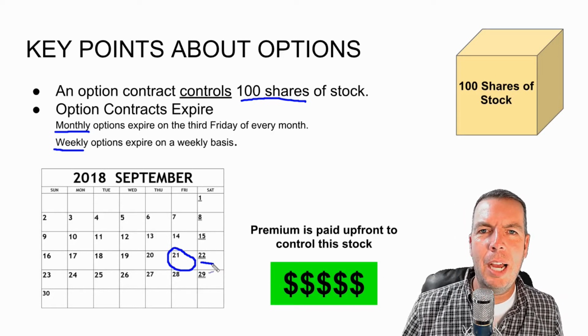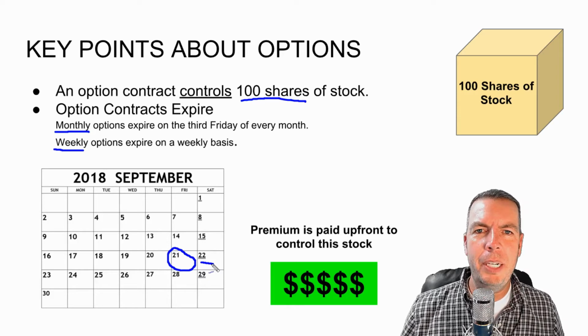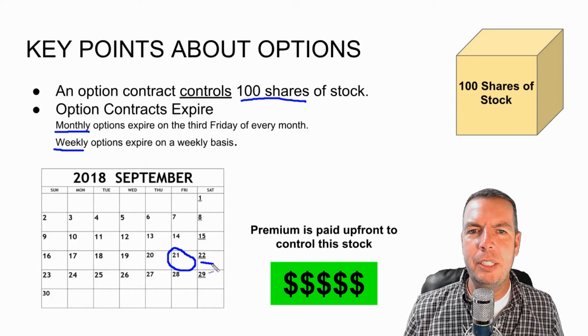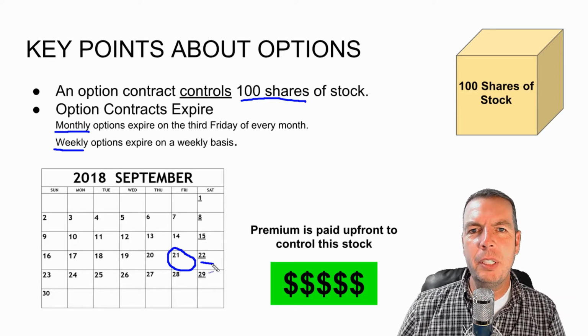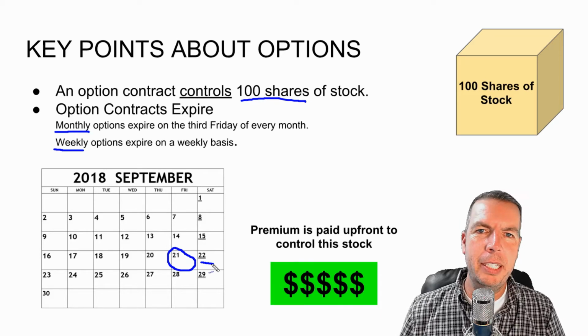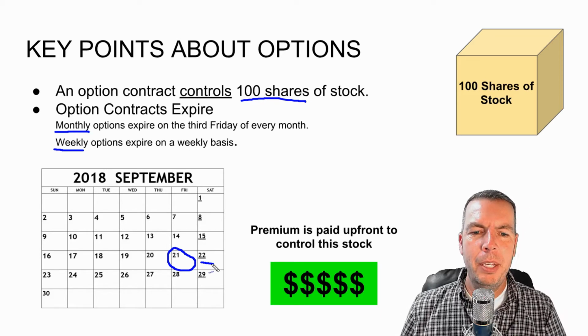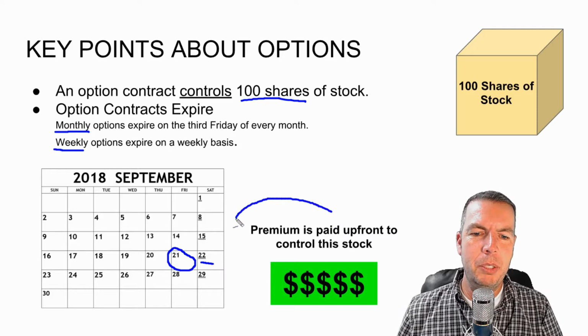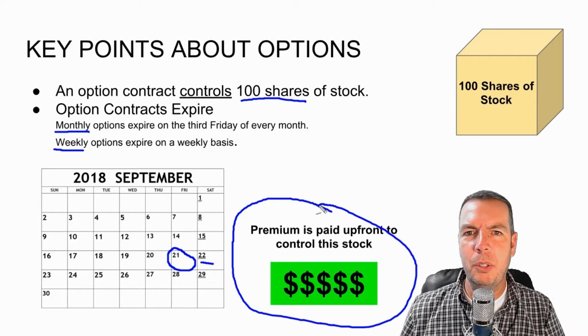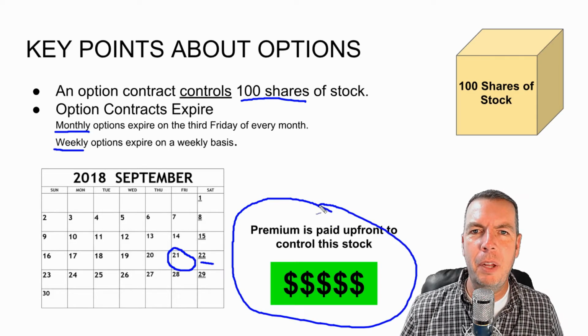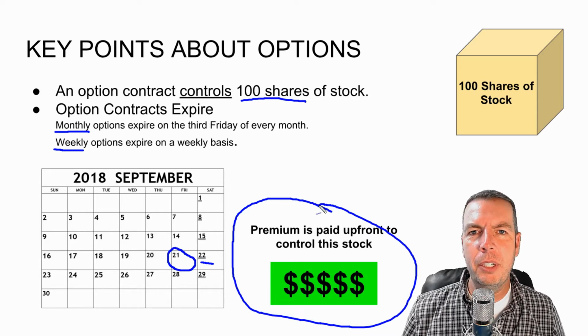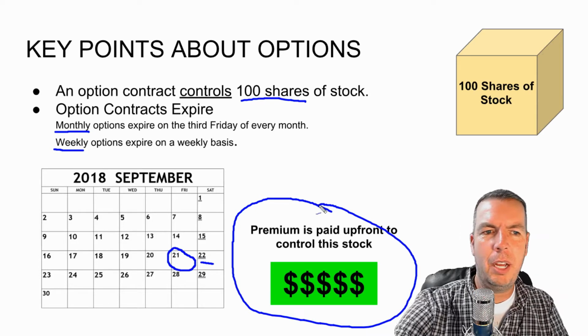Now, if you're trading weekly options, you're going to have an option expiration every week, depending on what series you purchase. When you purchase an option, let's say again that call option on Apple, you're going to pay a premium to be able to control those 100 shares. You pay that up front, and that gives you the right to control those shares of stock.